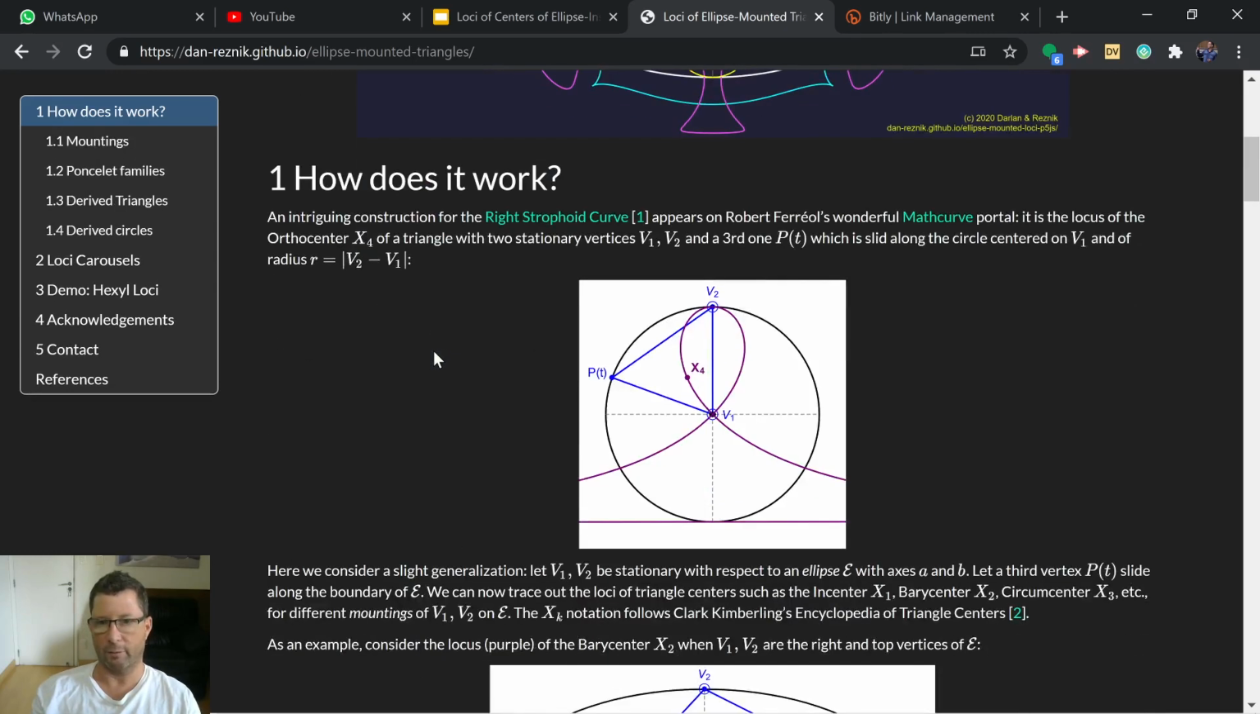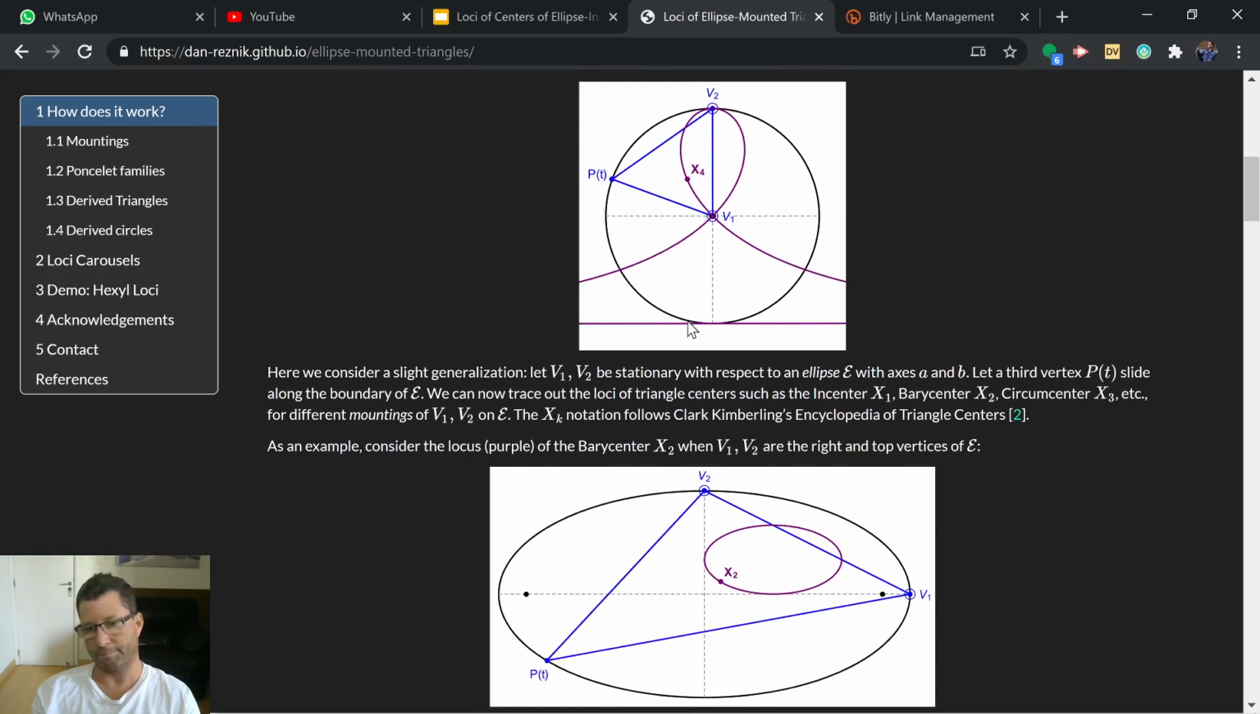We talk a little bit about how we started doing this work. In fact, we were inspired by this strophoid curve, called the right strophoid curve. You can draw this purple curve by affixing 2 vertices, V1 and V2, at the center and, for example, the top location on a circle, and just sliding a 3rd vertex along the circle and tracking the position of the orthocenter of this one-dimensional family of triangles. You get this beautiful strophoid curve. So this is how this whole exercise started.